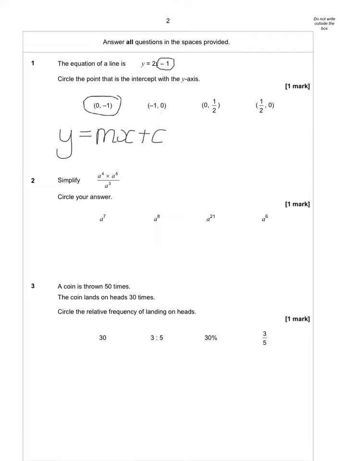Here, you have to remember the first number represents the x value and the second is the y value. So when x is 0, the y value is -1. That's where the y-intercept is.